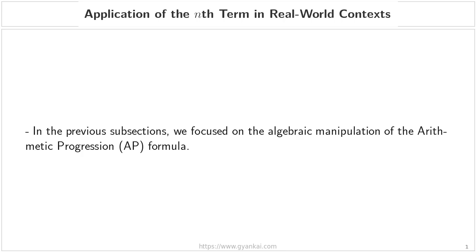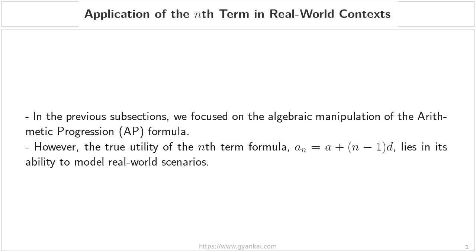Welcome, everyone. In our previous lessons, we spent a lot of time working with the algebra behind the arithmetic progression formula, practicing how to rearrange terms and solve for unknown variables. But today, we are moving beyond just moving numbers around on a page. The real power and true utility of the nth term formula, which is a sub n equals a plus open parenthesis n minus 1 close parenthesis d, is its ability to model what is actually happening in the real world.